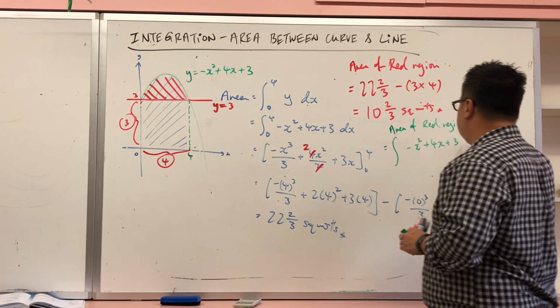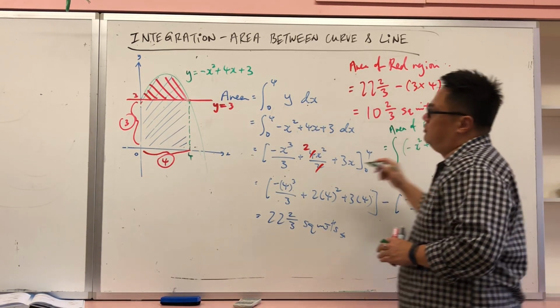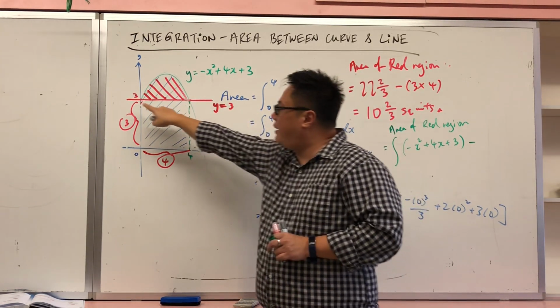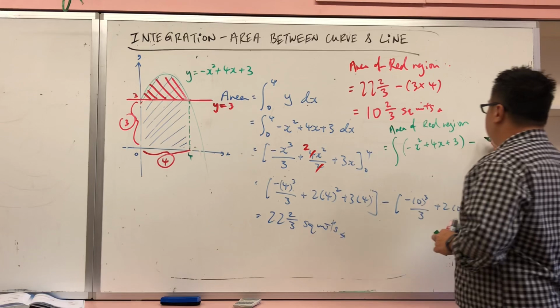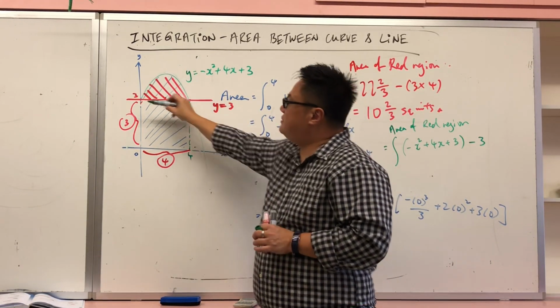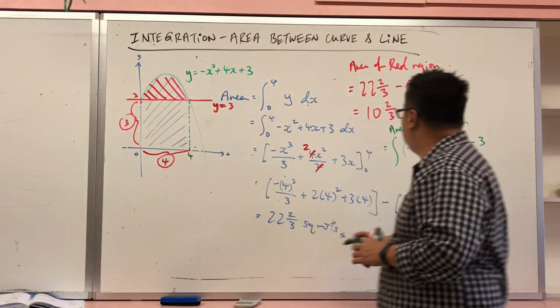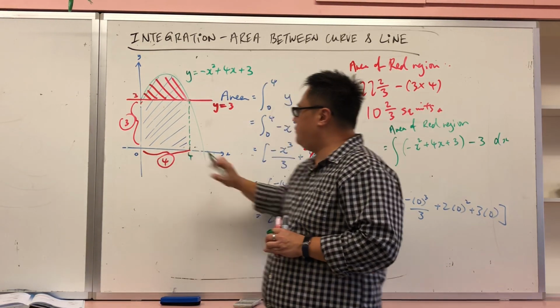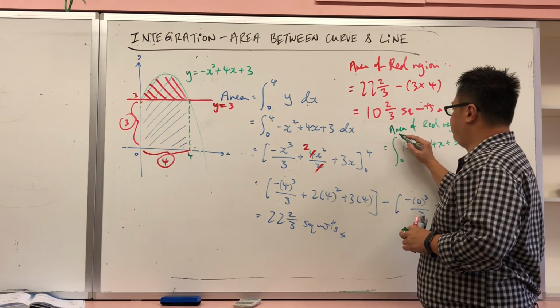I minus the graph below. So what is the graph below? The line y equals to 3. Right, the line y equals to 3. So that is the graph below, so y equals to 3. So what I do is I take the graph on top minus the graph below. So what I have is dx. Bounded between what? What are the limits? 0 to 4. 0 to 4.